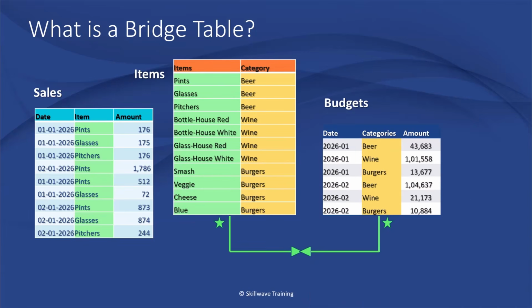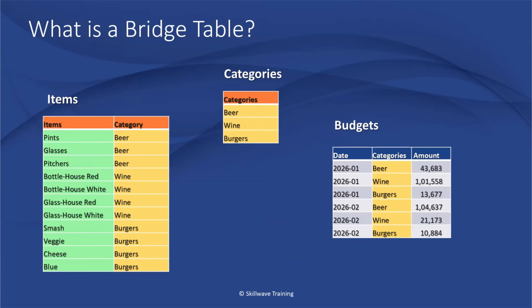Because there's a many-to-many relationship between the items category and the budget category, it helps if we can insert a new table in between that has the unique category entries. This will allow us to have a bridge between the items table and the budgets in order to be able to filter based on one-to-many relationships. And that works really well in scenarios that absolutely require it.